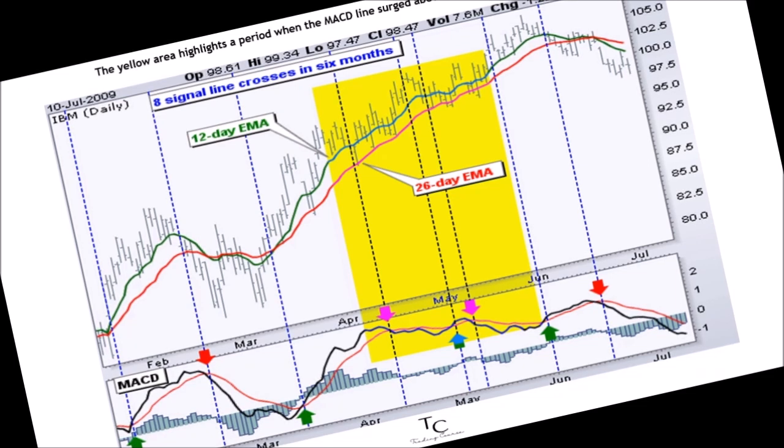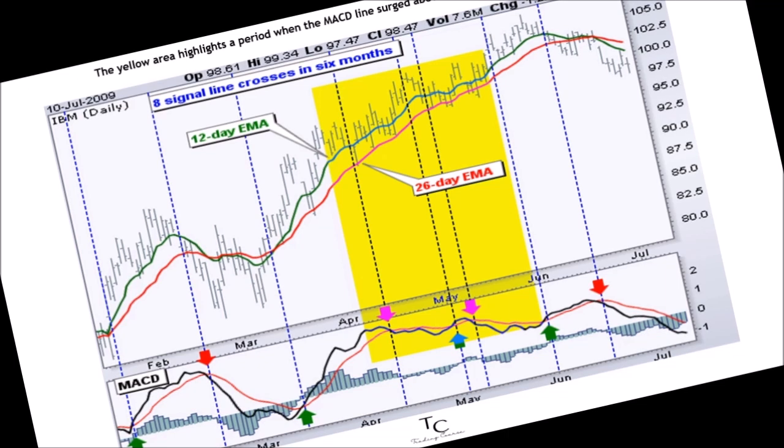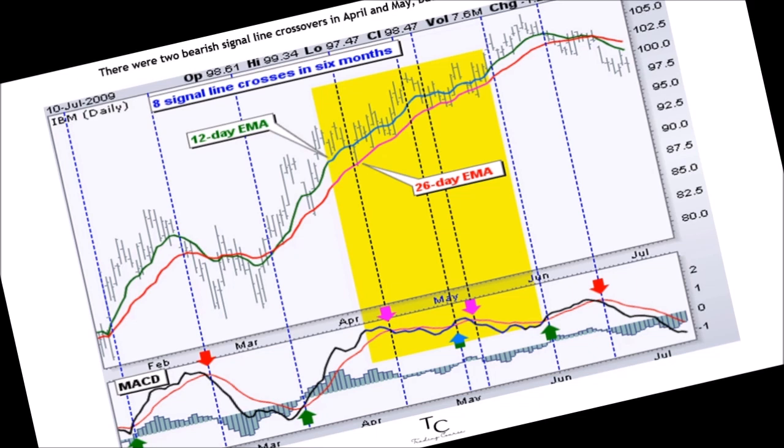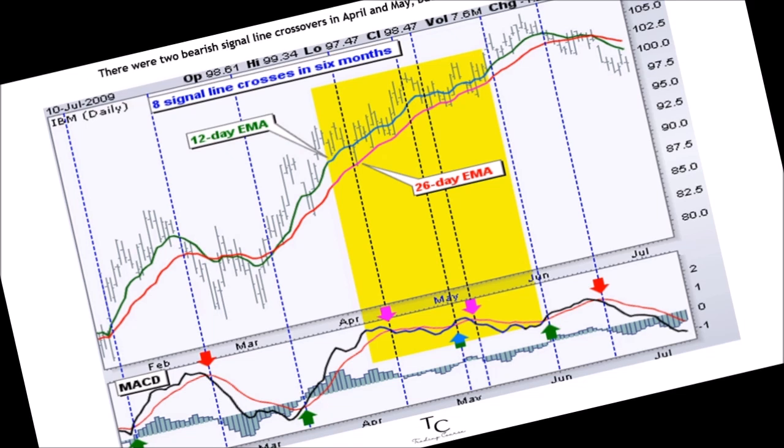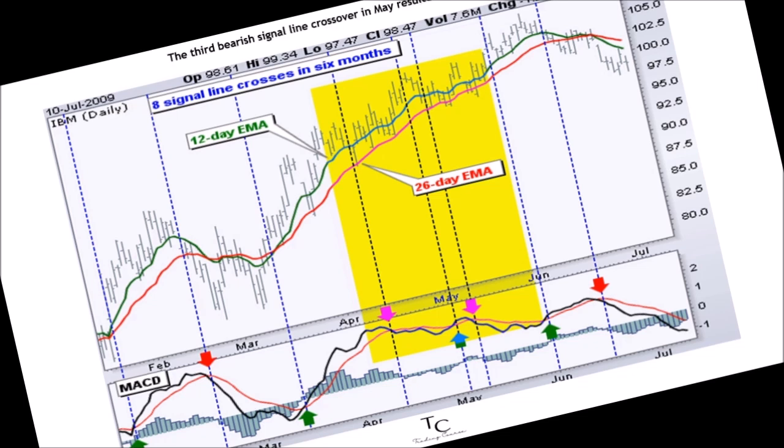The yellow area highlights a period when the MACD line surged above 2 to reach a positive extreme. There were 2 bearish signal line crossovers in April and May, but IBM continued trending higher. Even though upward momentum slowed after the surge, it was still stronger than downside momentum in April to May. The third bearish signal line crossover in May resulted in a good signal.